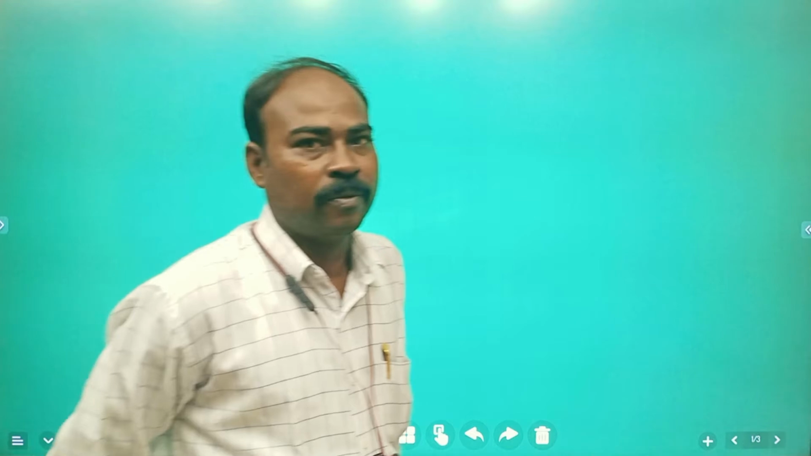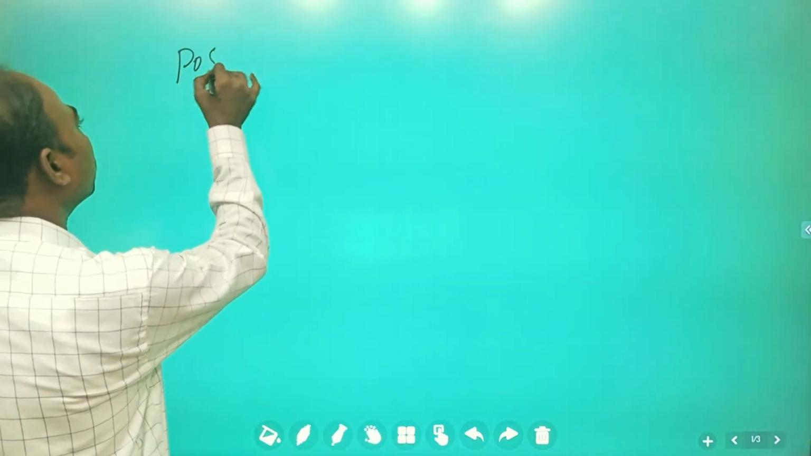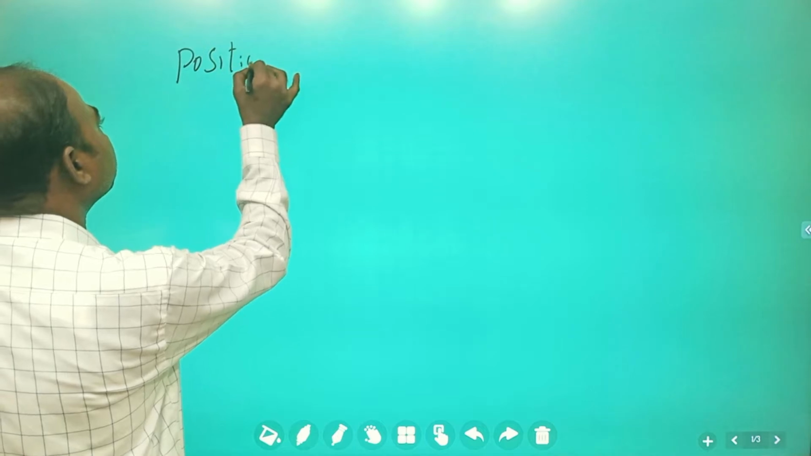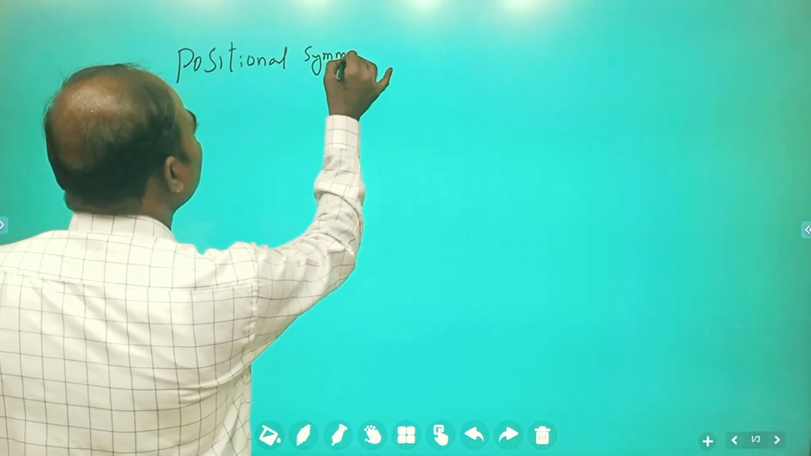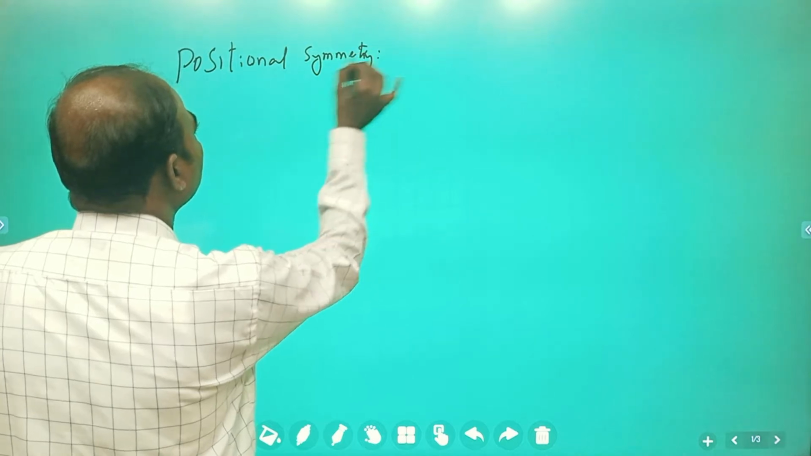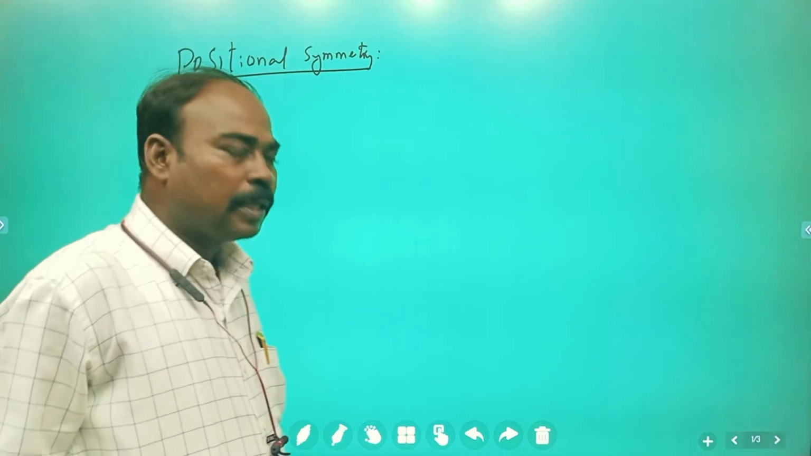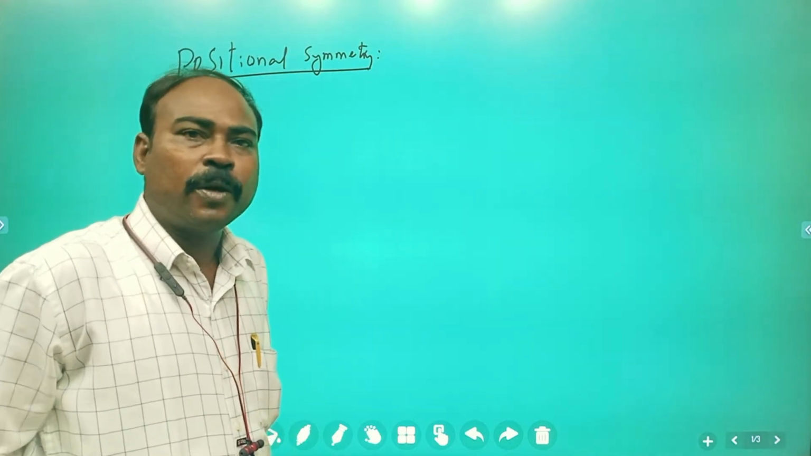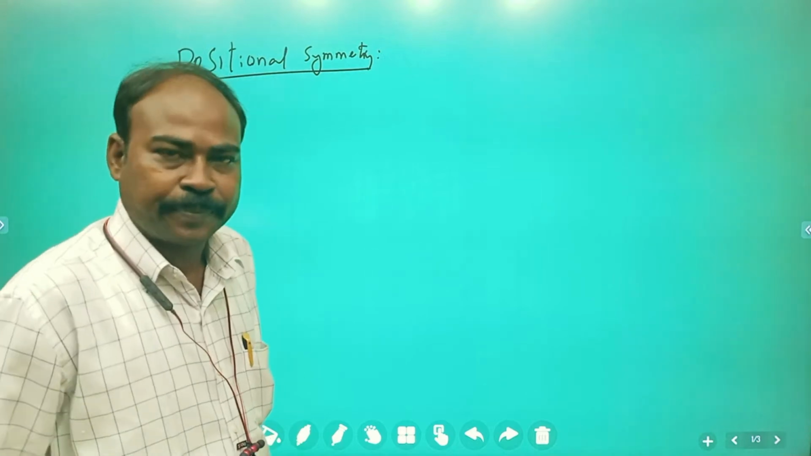Now, in this class, I am going to explain the positional symmetry of flower. What is positional symmetry? Already we told about the numerical symmetry, then structural symmetry.